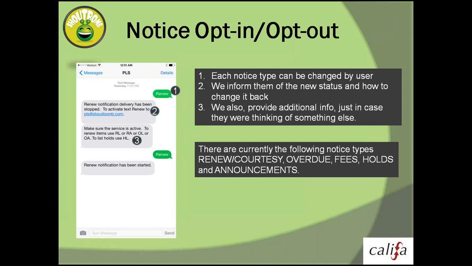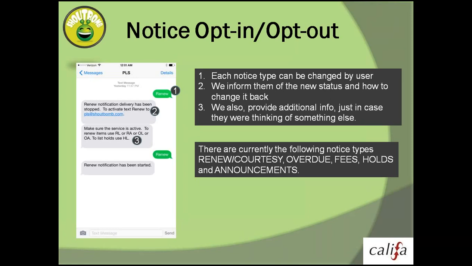There are currently these listed notice types. There are others, but they depend on the extent to which you want to open up the service to your patrons. So there's renew and courtesy, and the difference between those is that renew and courtesy are all courtesy notices, but one enables you to renew versus the other does not. There's overdue notices, fees, holds, and announcements.